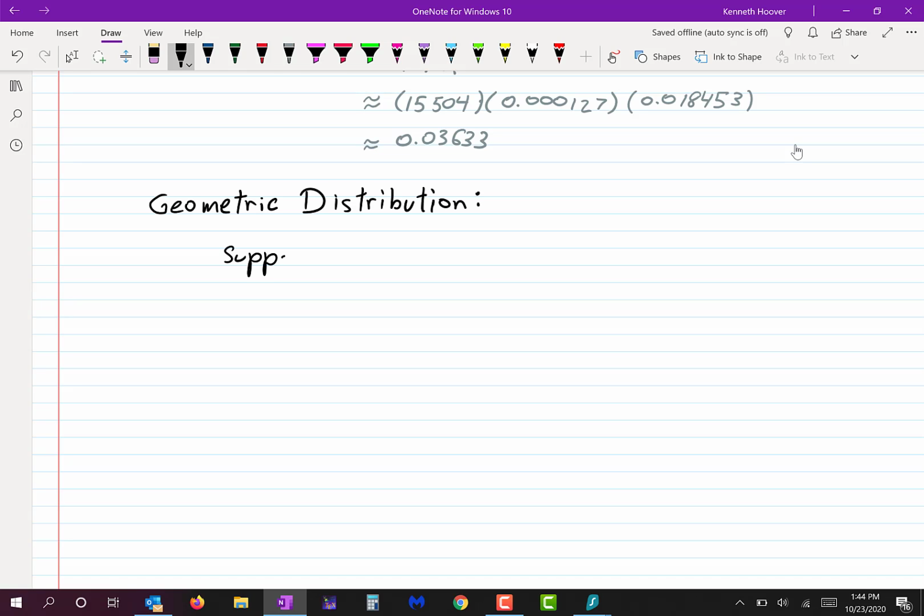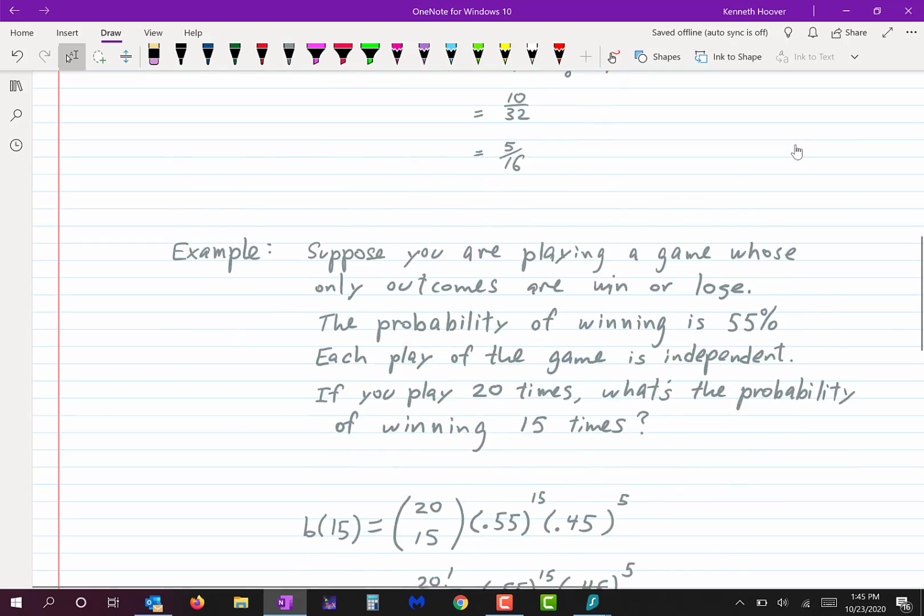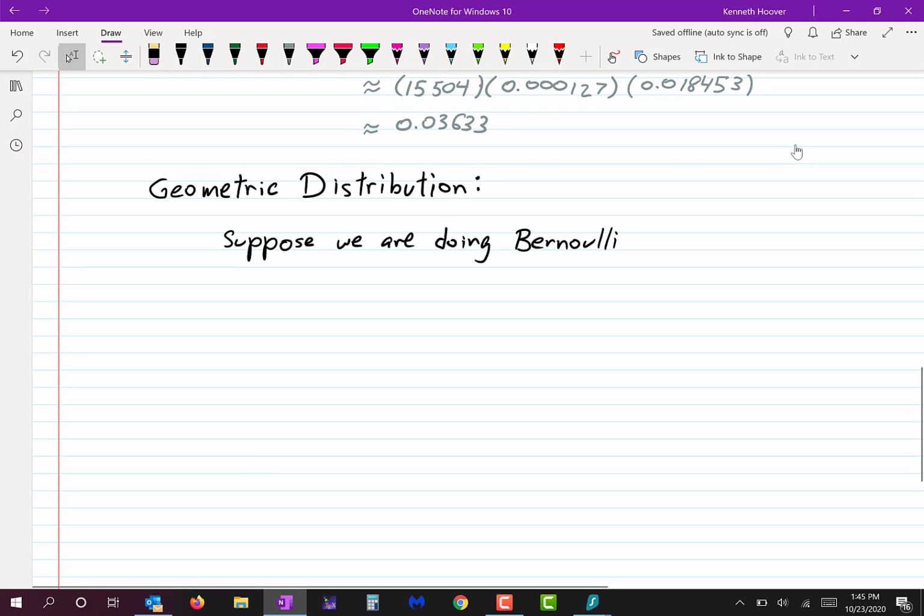Suppose we are doing Bernoulli trials. I believe that's the terminology we used, wasn't it? Oh, we used the word process. Okay, so I'll use that same word. Suppose we are doing a Bernoulli process.